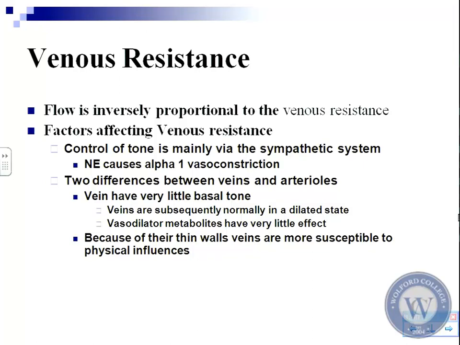Factors that affect venous resistance: the control of tone is mainly via the sympathetic nervous system. Norepinephrine causes alpha-1 vasoconstriction, and as a consequence, you can decrease your venous return. There are two differences between veins and arterioles. Veins have very little basal tone, so they are normally in a dilated state, and metabolites have very little effect. Because of their thin walls, veins are much more susceptible to physical influences such as breathing, whereas the arterioles don't seem to have that effect.